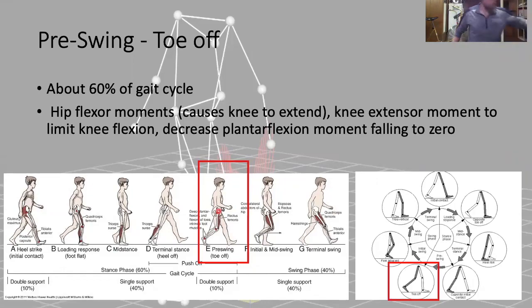So as I start to flex that hip, right, I am flexing the hip upwards, and the lower leg starts to swing. It says knee extensor moment to limit flexion, right? So we have this right here. We have a knee extension at the quadricep, right? So we're starting to reach out in front of us, or we're starting to prepare to do that. We're starting to get ready to do that. So we're starting to increase that muscle activity in the pre-swing.